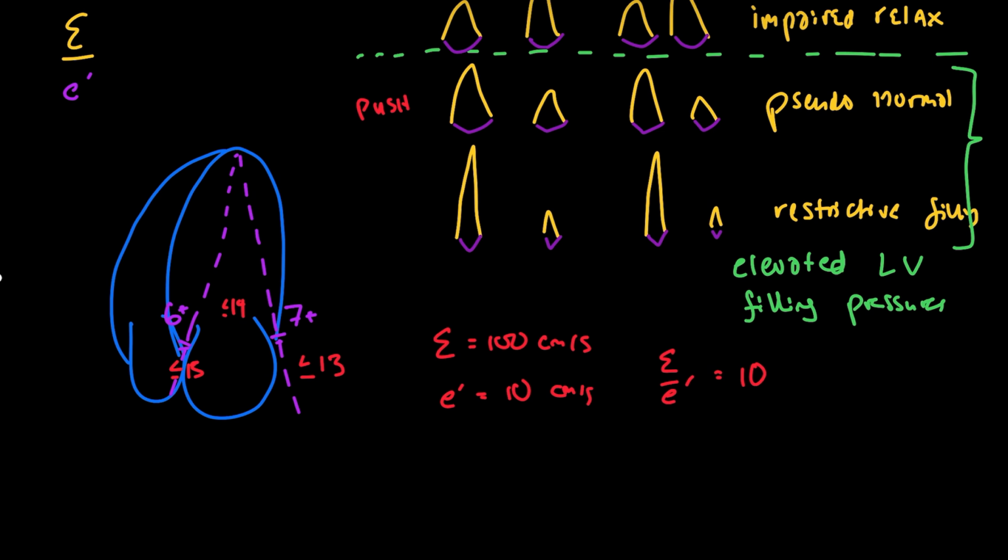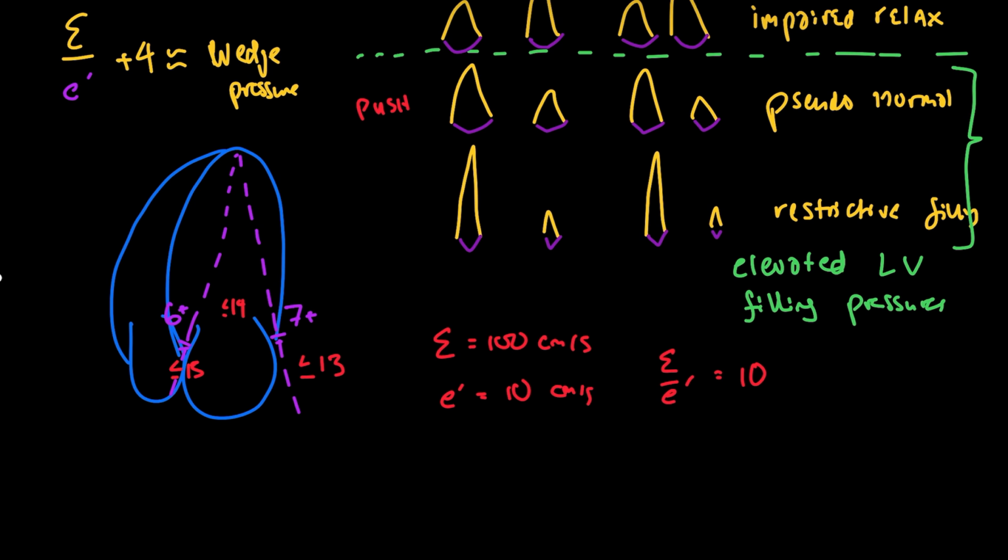There's actually an interesting equation that some people like to use where you say your E over E prime plus 4 can give you an estimate of your left ventricular filling pressures, or your wedge. We'll say that's an estimate of your wedge pressure. But nevertheless, so E over E prime 10, that's less than 14. That suggests that we're dealing with normal filling pressures.